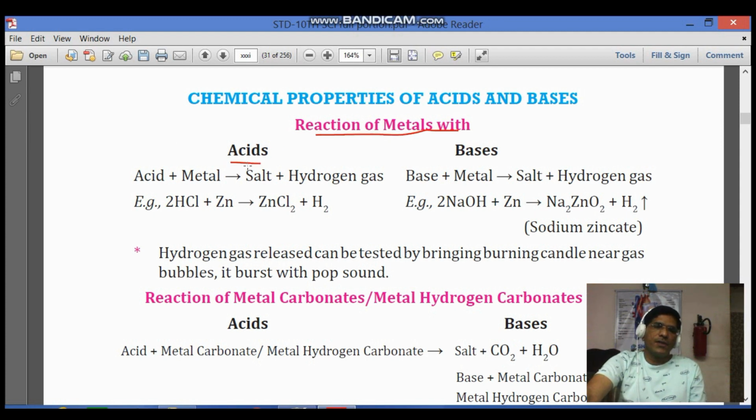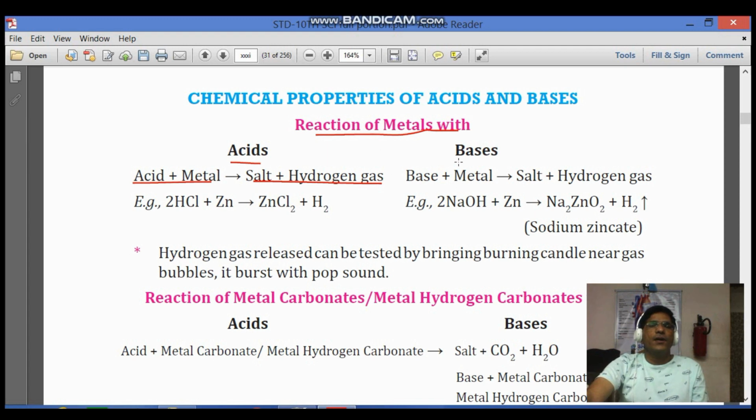When we react an acid with a metal, what happens? When an acid reacts with a metal, it gives salt and hydrogen gas. One example is given: 2HCl plus Zn gives ZnCl2 plus H2. This is the reaction of acid with metal. Here Zn is a metal, but in our text there are more examples related to it.